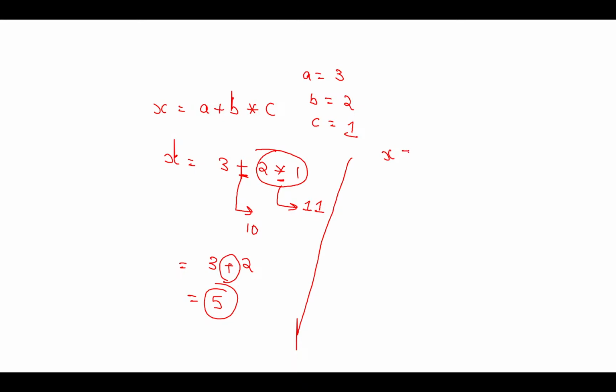Now I have a question. If I change this expression to x equal to a into b into c, what will happen? So 3 into 2 into 1. Here multiplication is present here, and multiplication is also present here. According to the rule of precedence, it has 11. So will it start from here or from here? It is a confusion, right? Let us go back and see.